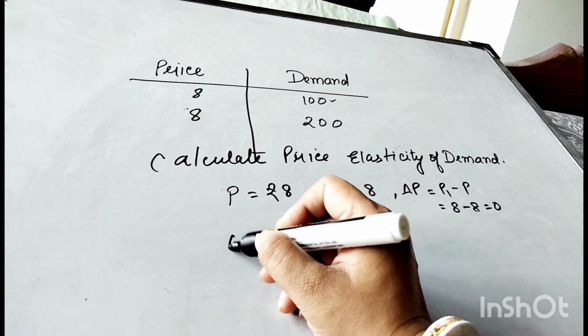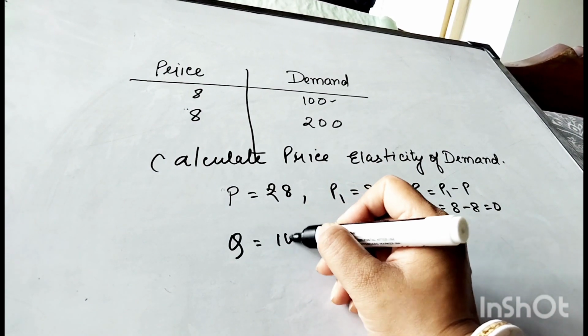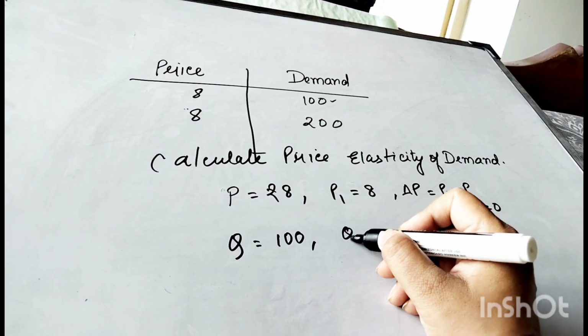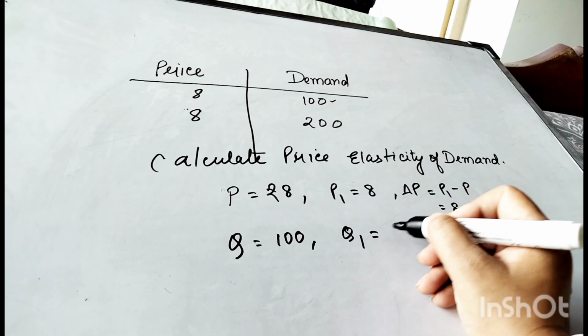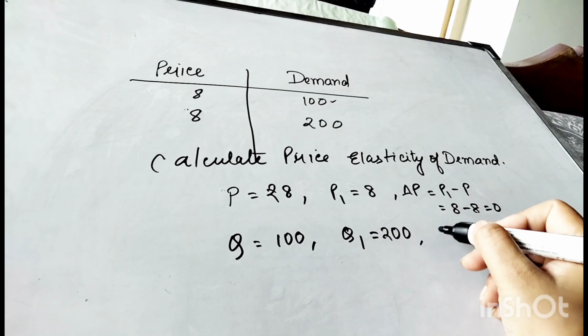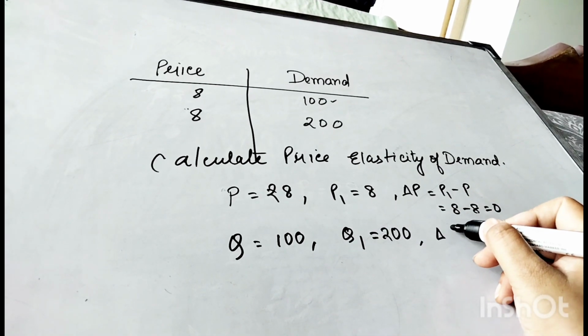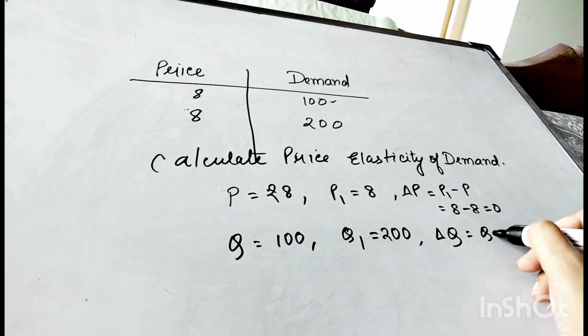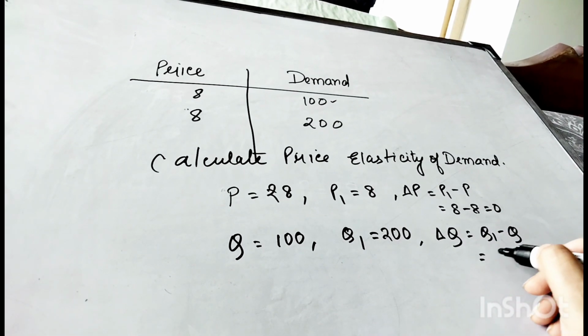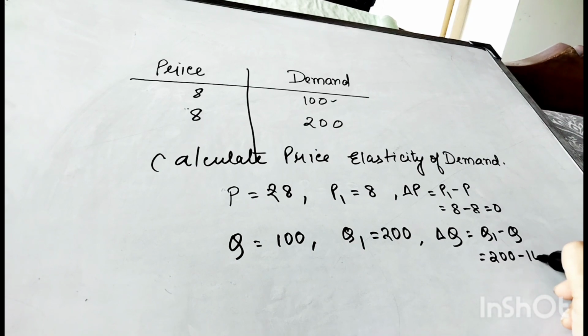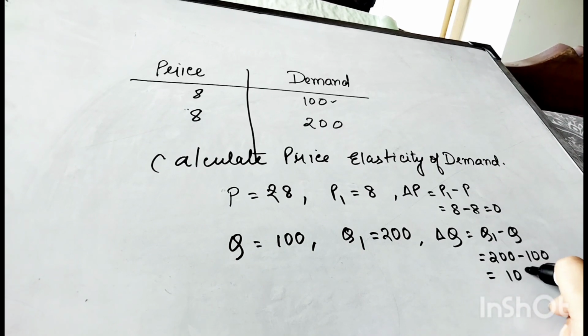Next, your quantity demanded was 100. The new quantity demanded you will write as Q1, that is 200. Now the change in quantity demanded, that means del Q, that is Q1 minus Q. What is it? 200 minus 100, that will give you 100.